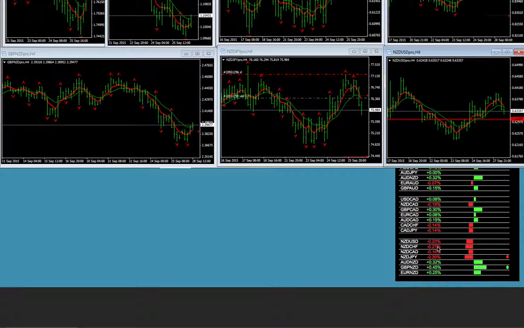I wake up around 5 a.m. That's the first capture that I would take of the heat map. This is the forexearlywarning.com heat map. I like this. This is a really good tool. You can see that New Zealand was weak across the board, which is great.